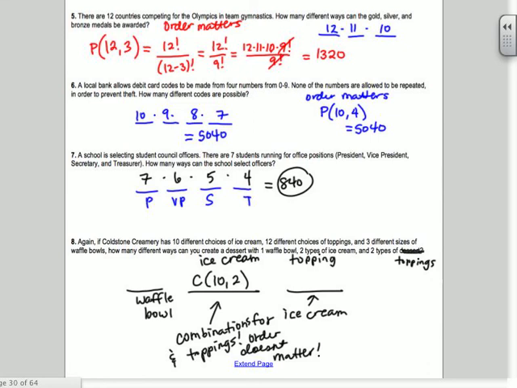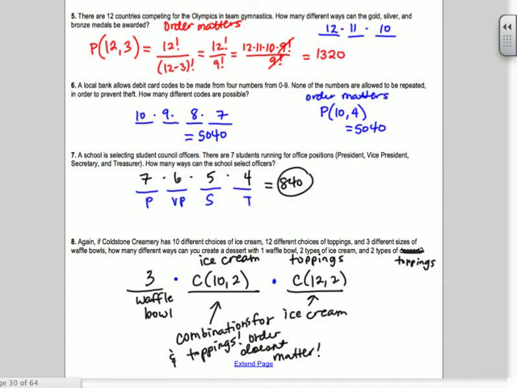All right, but then once I pick the ice cream, then I'm going to do the toppings. How many choices for toppings did I have? 12. How many am I going to select? 2. So that's 12 choose 2. For waffle bowl, there's still only 3 choices for waffle bowl. So you're going to take 3, you're going to multiply by C, 10 choose 2, and then you're going to multiply by 12 choose 2.